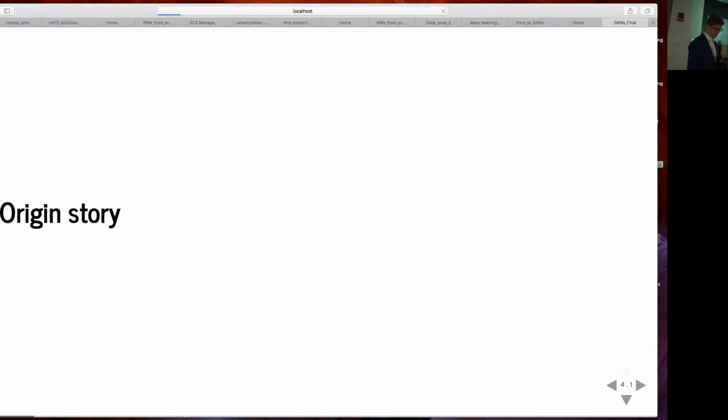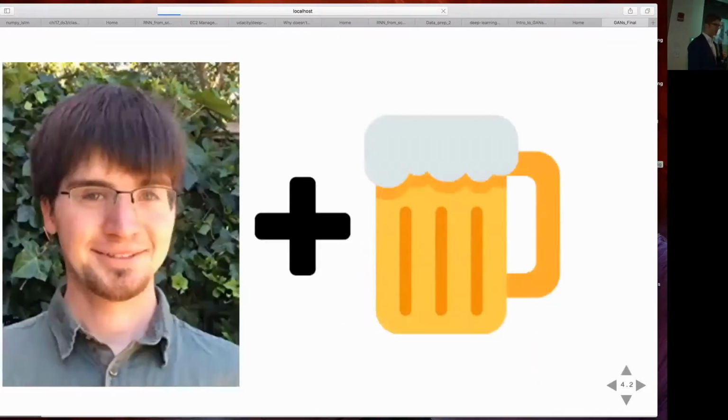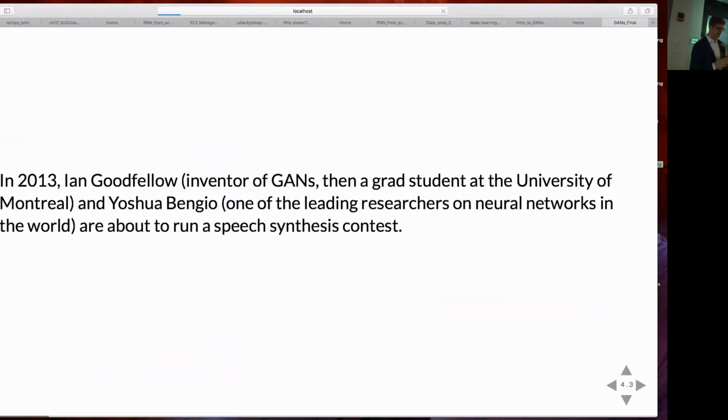So what is the origin story behind GANs? Well, this guy was at a bar and he invented GANs. That's actually what happened. Okay, but sort of taking a step back. Ian Goodfellow is the inventor of GANs. In 2013, he was at the University of Montreal. He was a grad student studying under Yoshua Bengio, who's one of the leading neural net researchers of all time in the world today. He's the only leading neural net researcher who is not at Google or Facebook. He is still a professor at the University of Montreal to this day and still advises grad students.